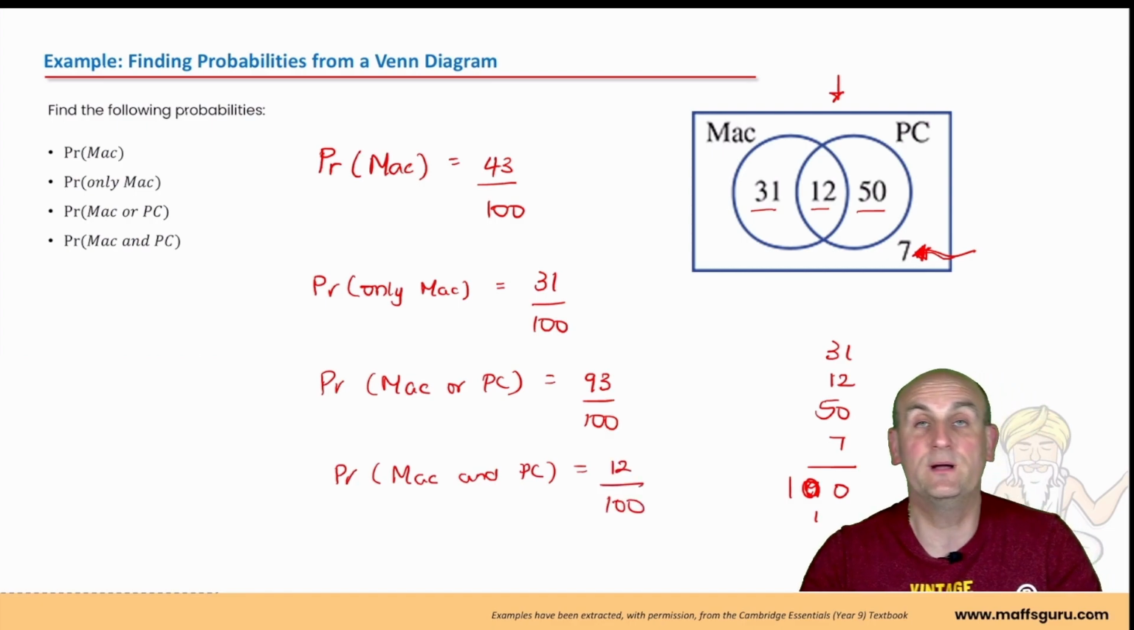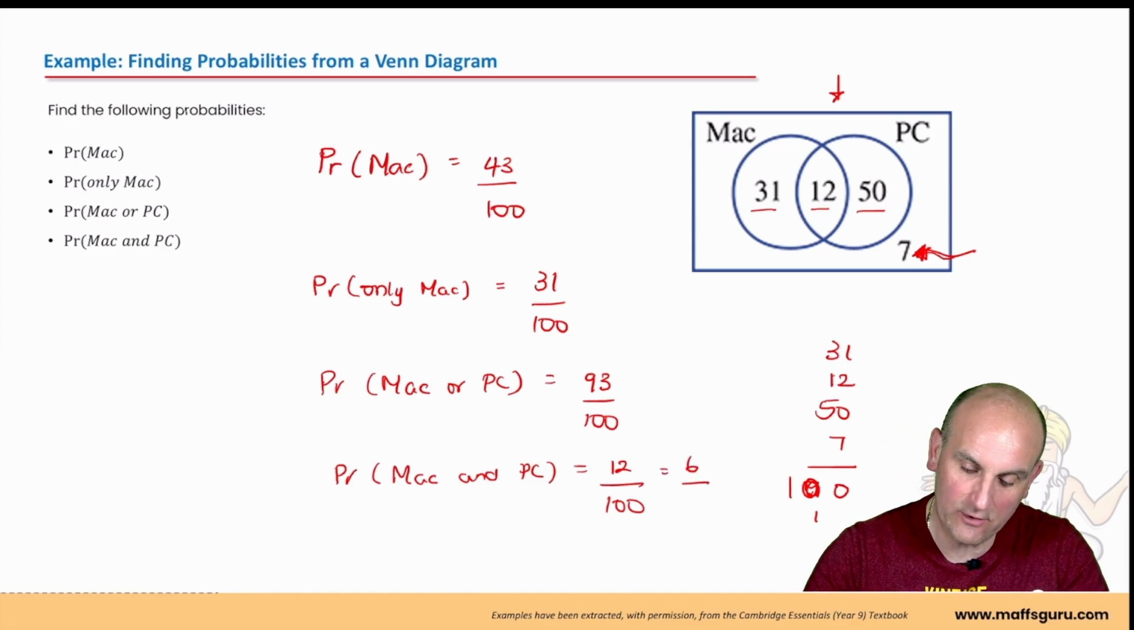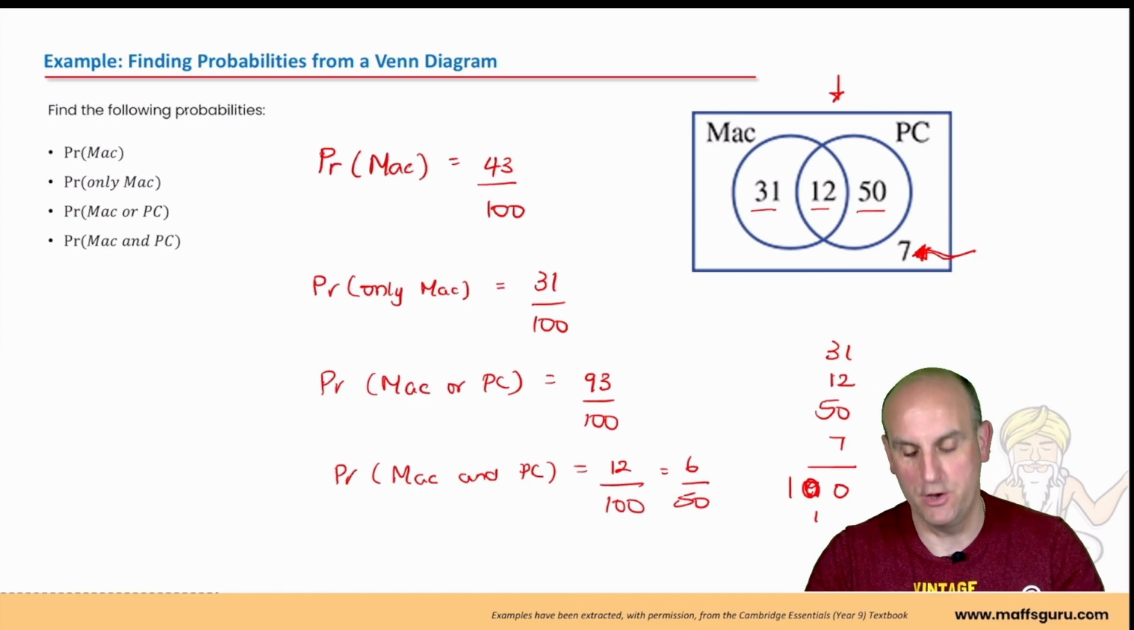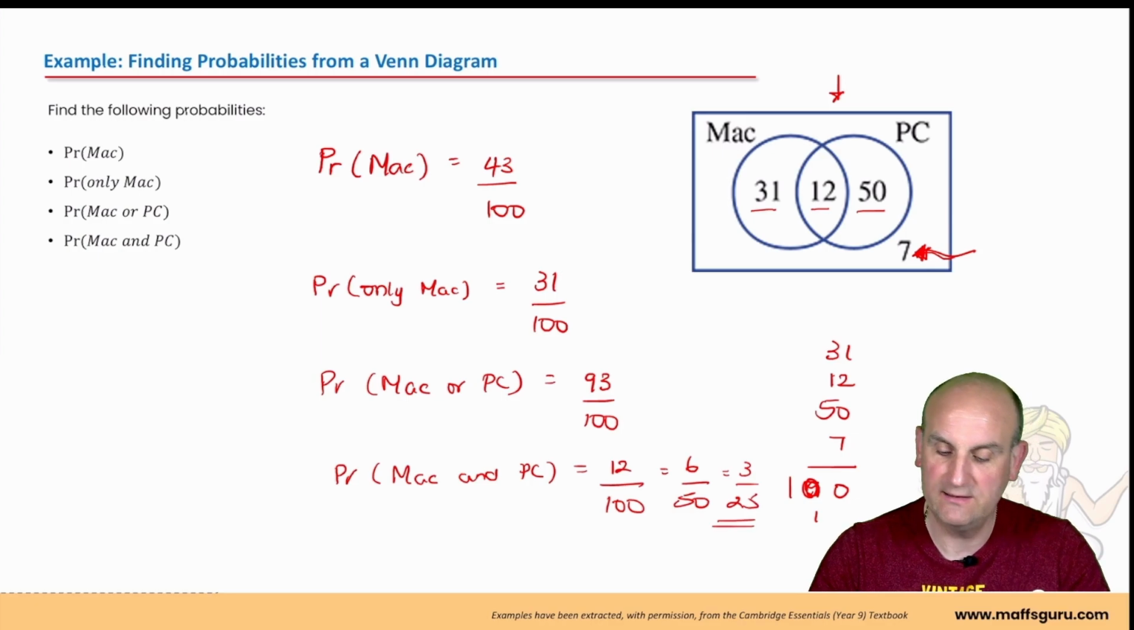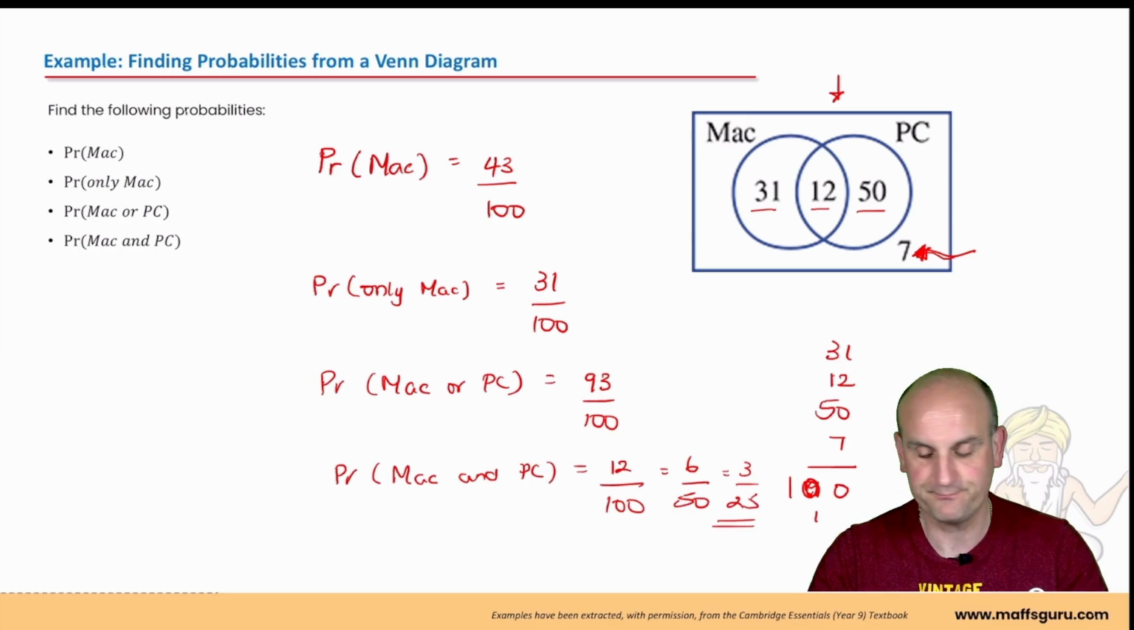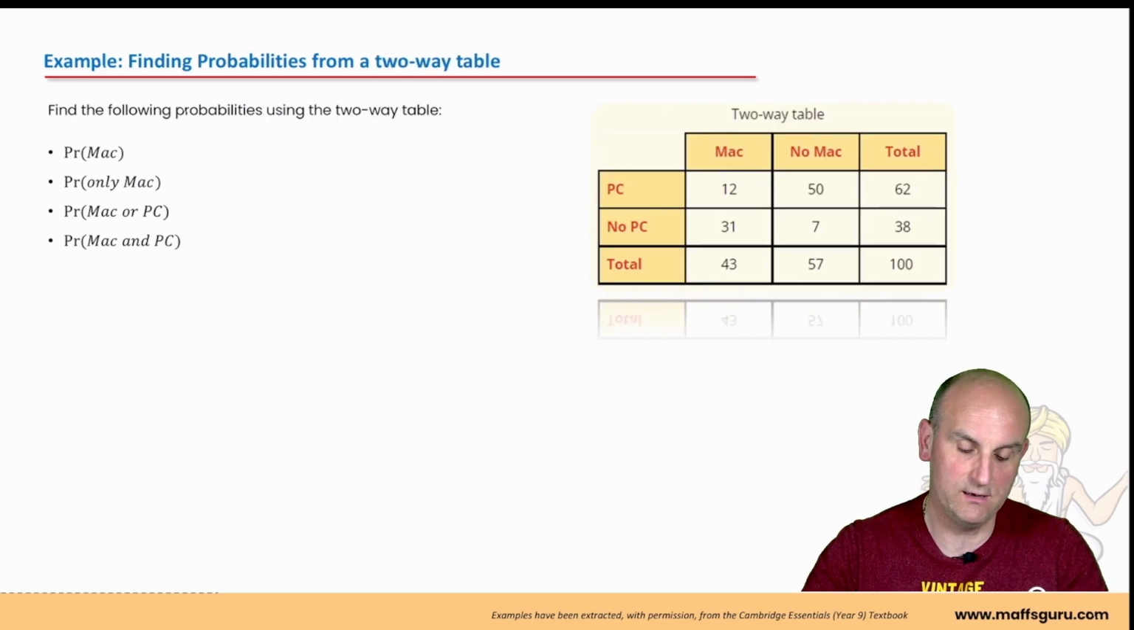And would I leave my answer like that? Nope. Why? Because you have to cancel it down. Yes. So I'm going to cancel it down to 6 on 50. Am I done? Nope. That's going to give me 3 on 25. And does 3 go into 25? Not when I was at school. And there we go. We've done some probabilities from a Venn diagram.